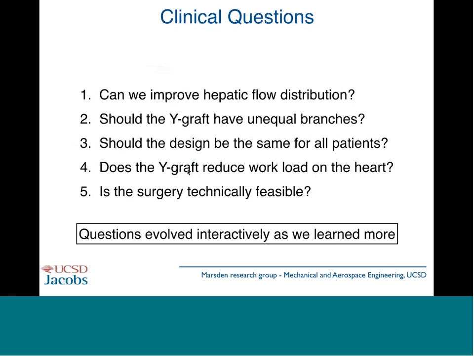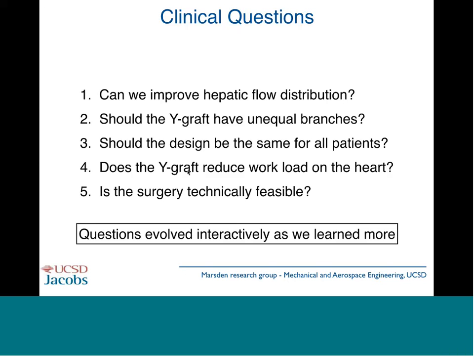The second one really arose out of discussions with the surgeon Mohan Reddy, who performed the first Y-graft surgeries. As he was constructing the grafts in preparation for the surgery, we started asking questions. Well, should some patients have a graft with unequal branches? Should all patients have the same design? And then in thinking about the energy loss question, does the Y-graft actually reduce workload on the heart as we originally hypothesized? And finally, and probably most importantly, is the surgery even technically feasible?